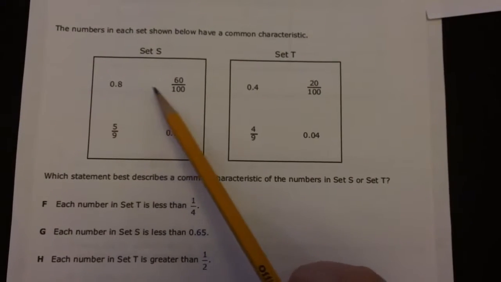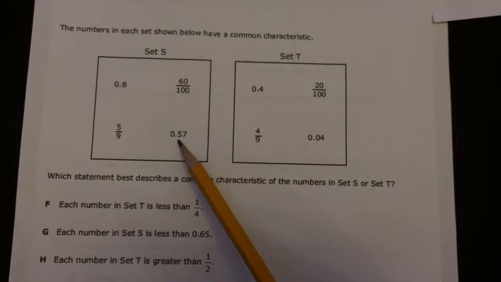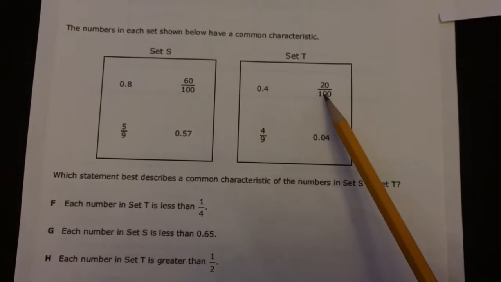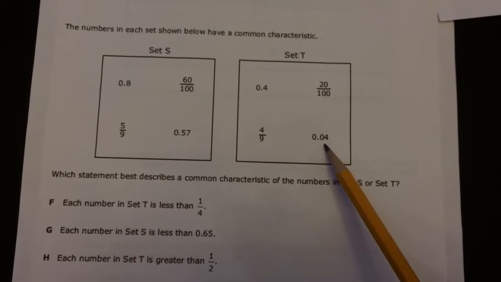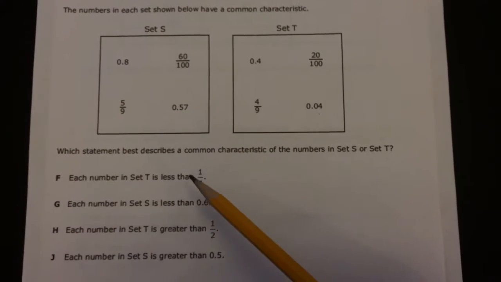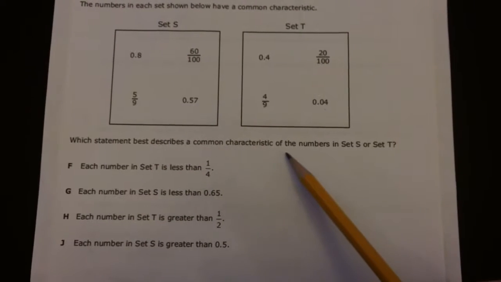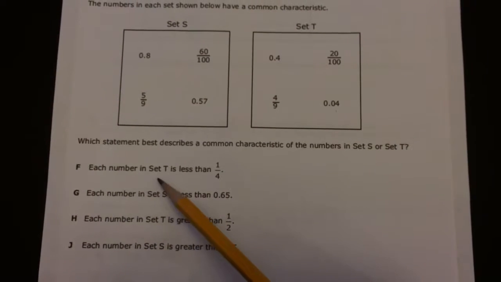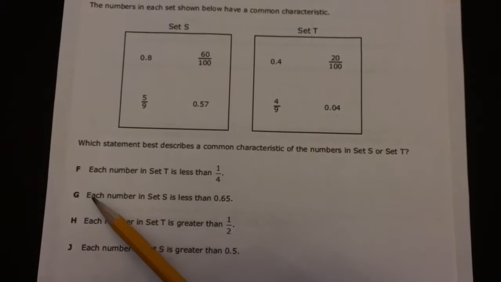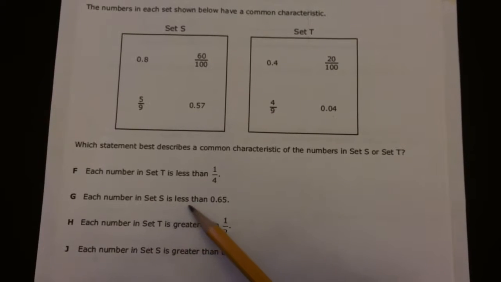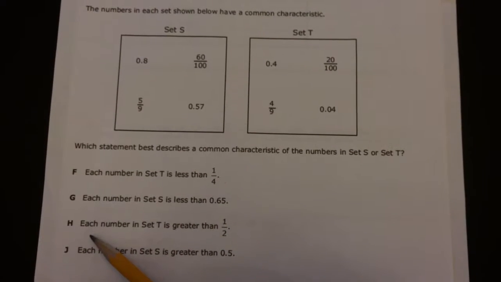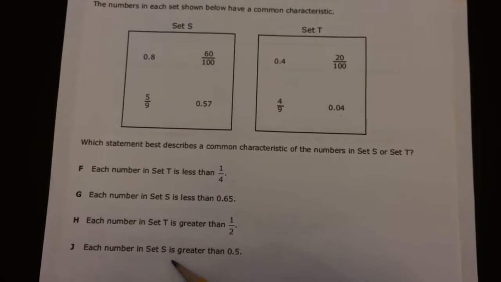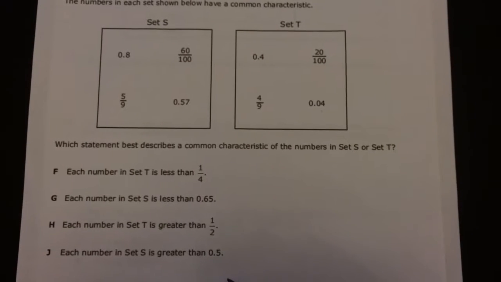I have 8/10, 60/100, 5/9, and 57/100. And in set T I have 4/10, 20/100, 4/9, and 4/100. Which statement best describes a common characteristic in set S or set T? F, each number in set T is less than 1/4. G, each number in set S is less than 0.65. H, each number in set T is greater than 1/2. Or J, each number in set S is greater than 0.5.